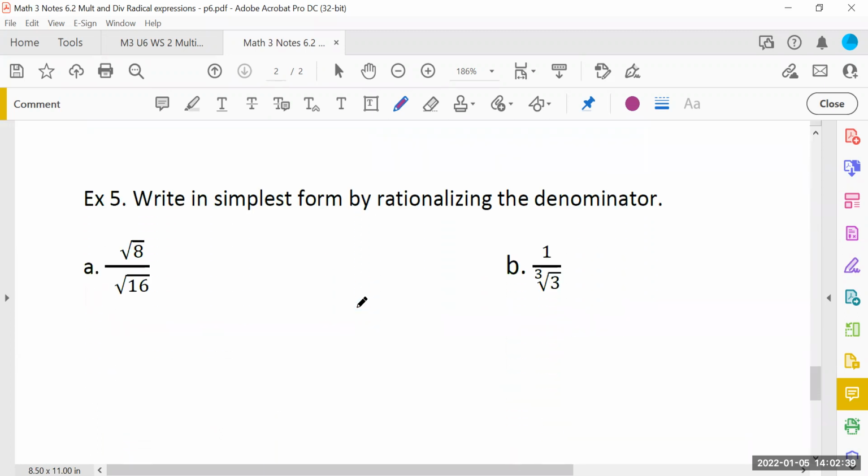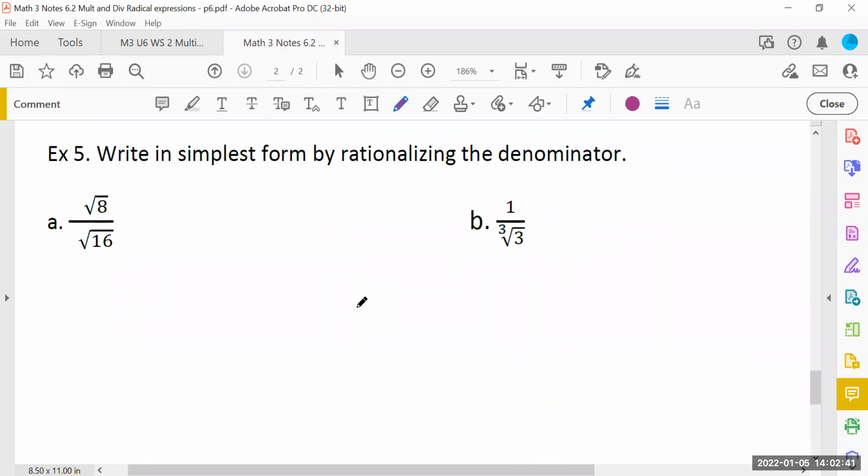So let's try this. Letter A here, the square root of 8 over the square root of 16. There are two ways to solve this. One would be to go ahead and make it one big square root, 8 over 16 inside that square root. 8 over 16 is just 1 over 2. 8 goes into 16 two times. So the square root of 1 over 2.